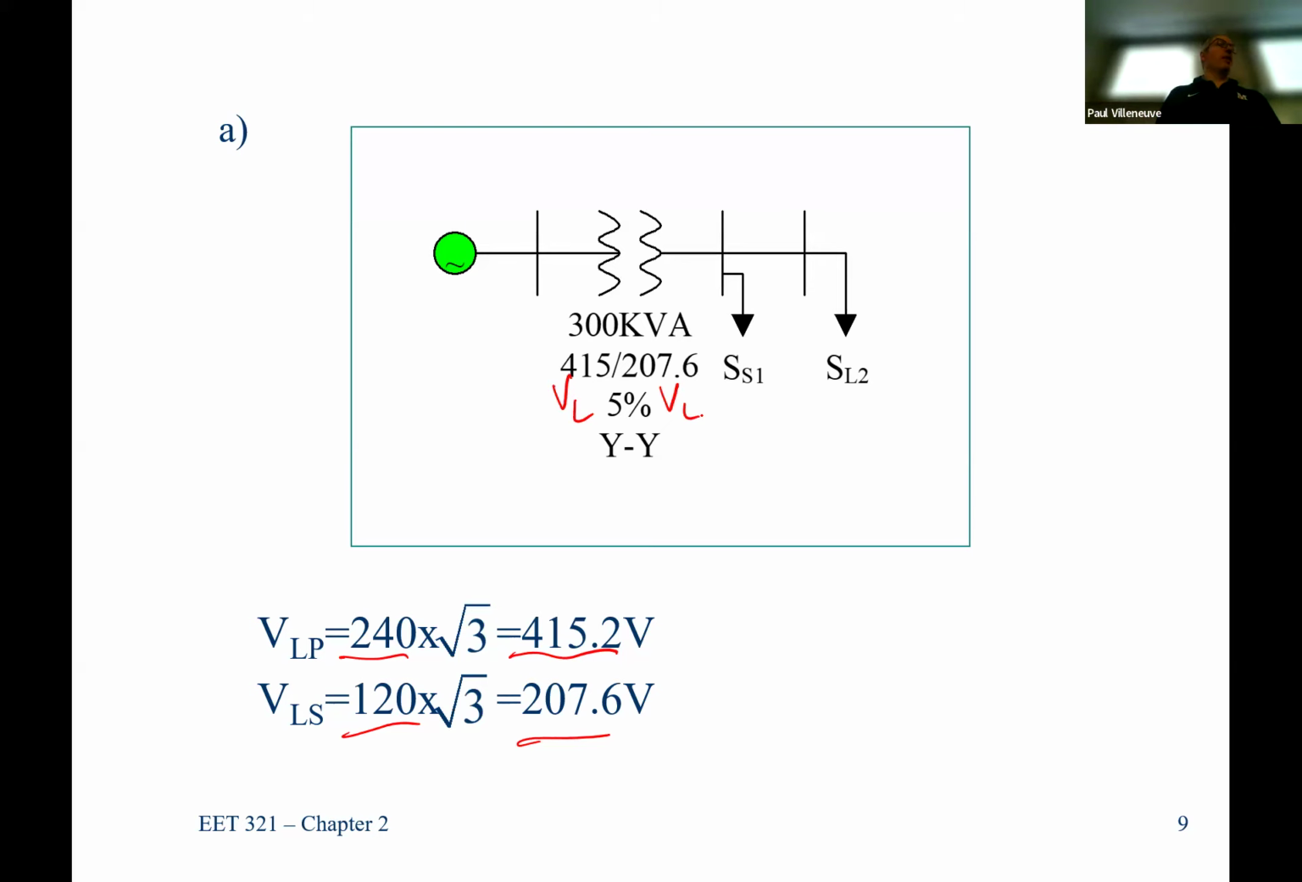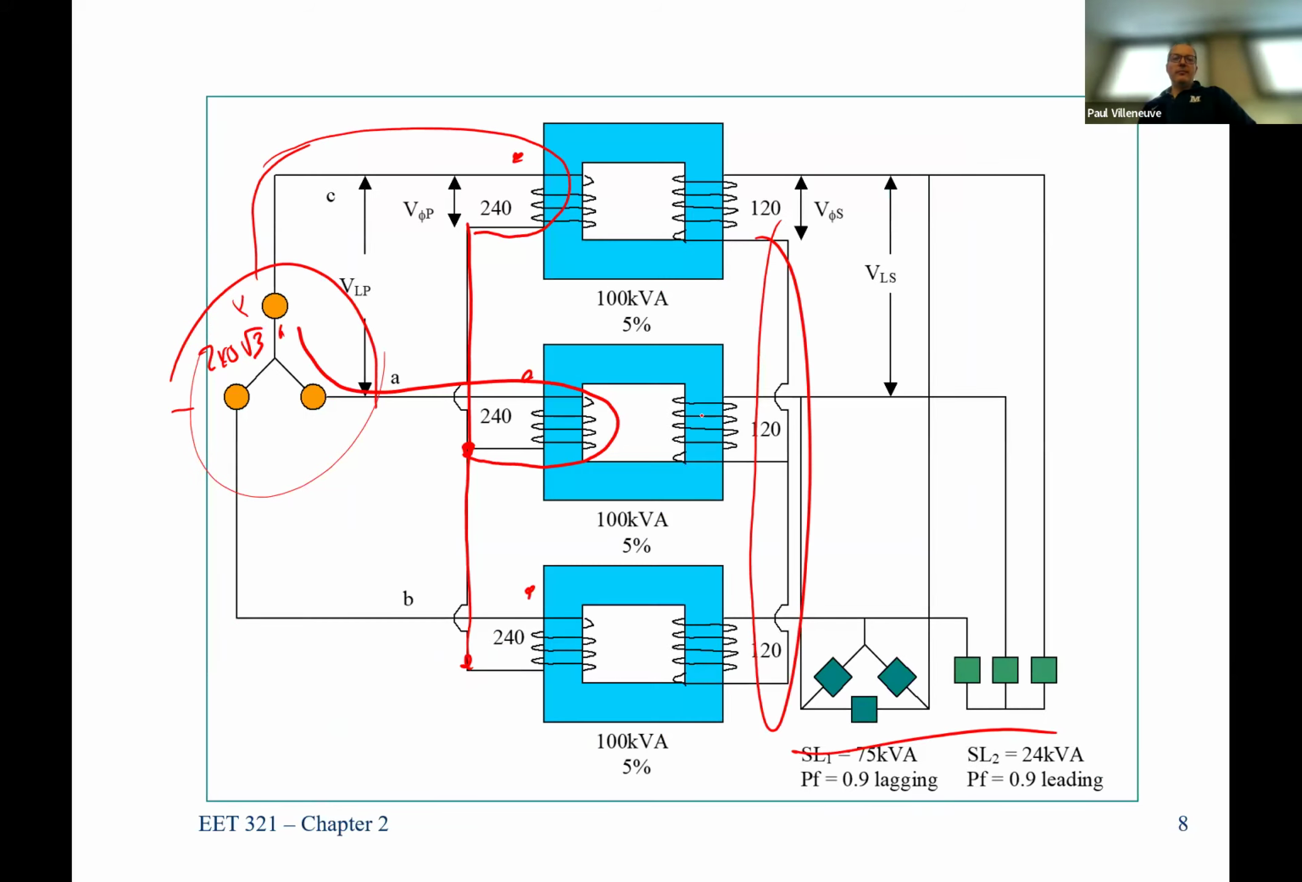So I can buy 3 100s, or I can buy a 300 with these turns ratios, and I get the same results. Yes, sir. Sure. We have 240 on the primary side, across each individual winding. Then the 240 times the square root of 3 is across 2 lines. Each one of these would be 240 because this is from neutral, and you can see that I have a neutral point right here. So I'm applying phase to neutral across each transformer.